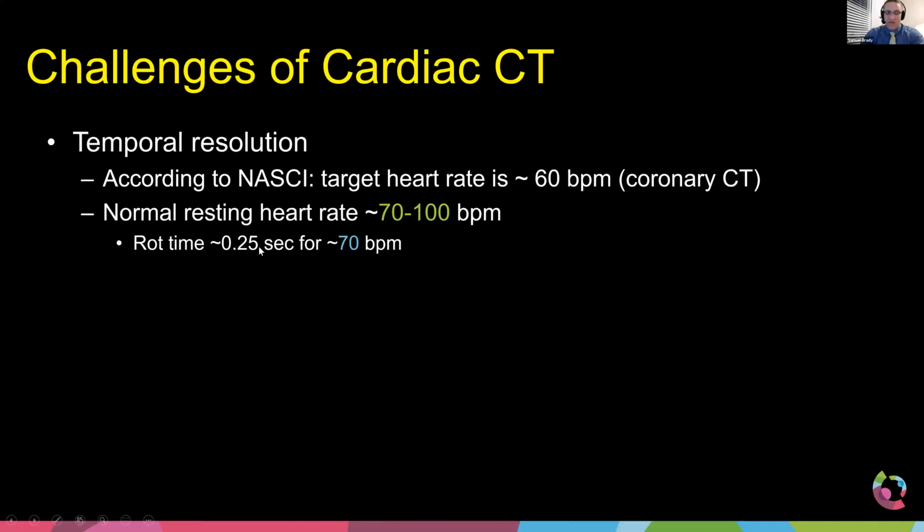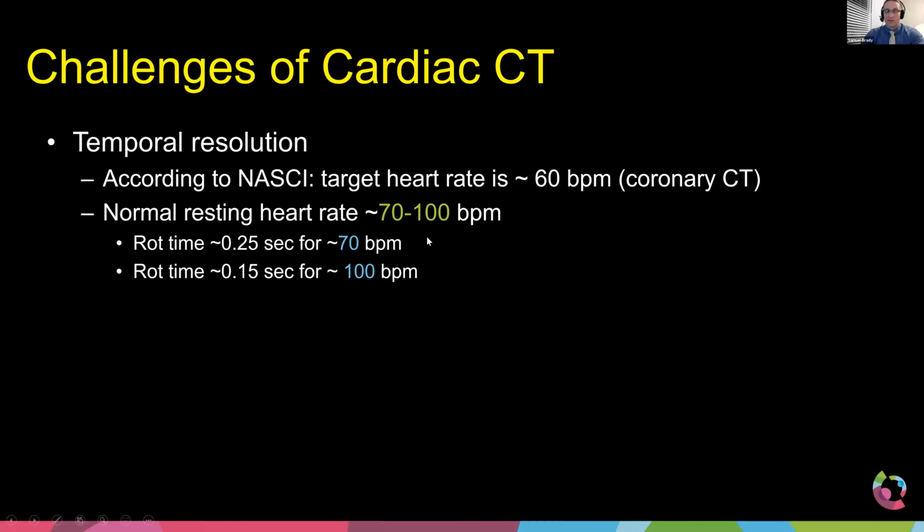Well, the fastest scanners on the market right now have a full rotation time of about 0.25 seconds, or a quarter of a second, to go all the way around. If you're imaging with a system that can go about 0.25 seconds, you are able to image a 70 beats per minute heart without motion. You can freeze the motion. That's a good thing.